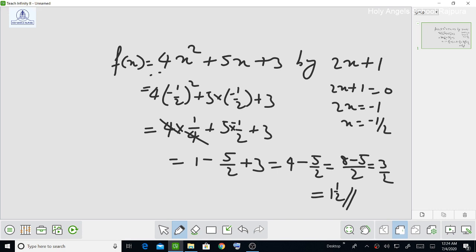So, we get 4 into minus 1 by 2 the whole square plus 5 into minus 1 by 2 plus 3. On simplification, this 4 and 4 cancel. Next, the second term becomes minus 5 by 2 plus 3. Then 1 and 3 adding, you get 4, 4 minus 5 by 2. Take the LCM and we reach the answer 3 by 2. That's all. Now, we go on to the next question.